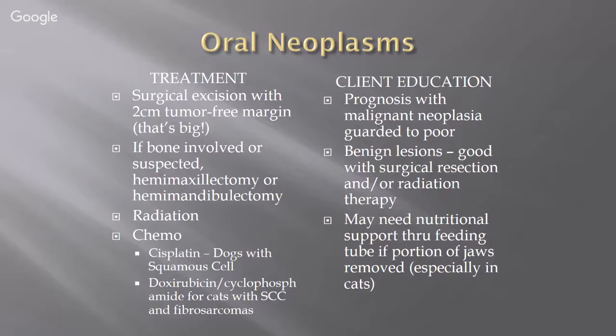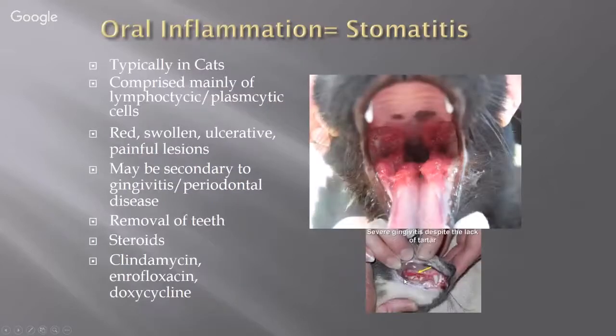Prognosis with a malignant neoplasia is guarded to poor. With benign lesions, we could do a surgical resection and or radiation therapy, and we can have a good prognosis. Sometimes we need nutritional support through a feeding tube if a portion of the jaws are removed, and we'll see that especially in cats. This is another disease of the cat.